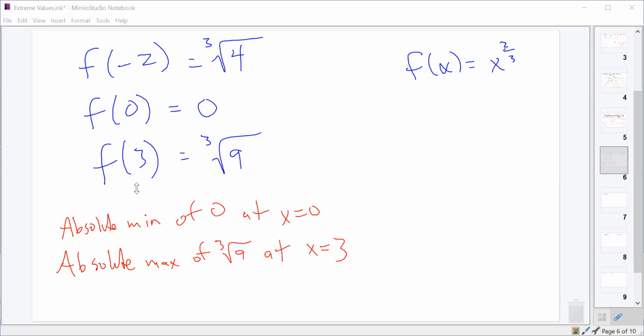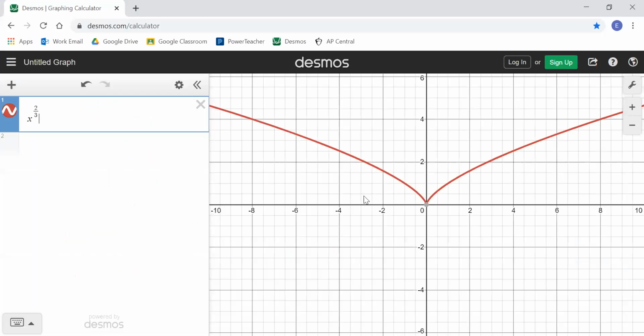Let me share Desmos. So here's x to the 2/3. So we can see this is what it looks like at -2 or right here. And so we're coming down here to 0 and then up here at 3. So at x equals 3 is the absolute max because that's higher than it is over here at -2. -2 is just a local max. 0 is an absolute and a local minimum. Okay, that makes sense. Yeah, cool.